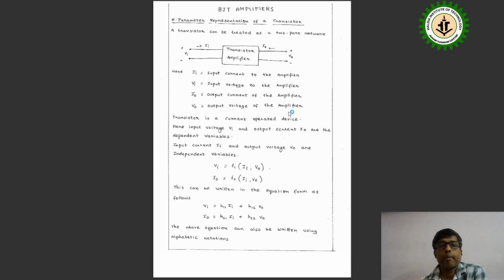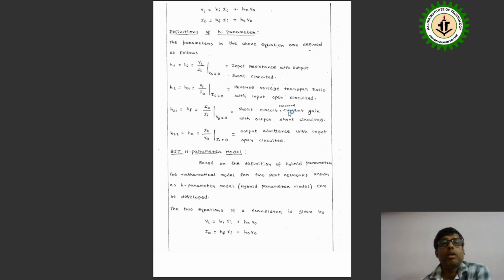So this above equation can be written now. V1 equals HI I1 plus HR V naught, and also you can write I naught equals HF I1 plus H naught V naught. So how can we determine these parameters of the above equation?